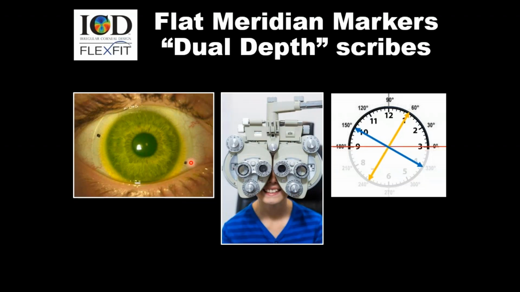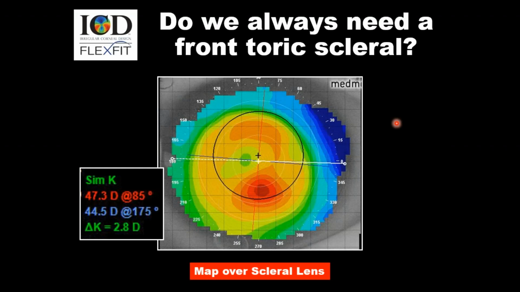When you need a front toric, those markers need to be rotationally stable. If they're not, you can't add the front toricity with any confidence it will stay on axis. So we want to know where the flat meridian or dual depth scribes position, as well as what your refractive axis is. With those two things, we can build a front toric when it's required. Don't forget though, we don't always require a front toric.